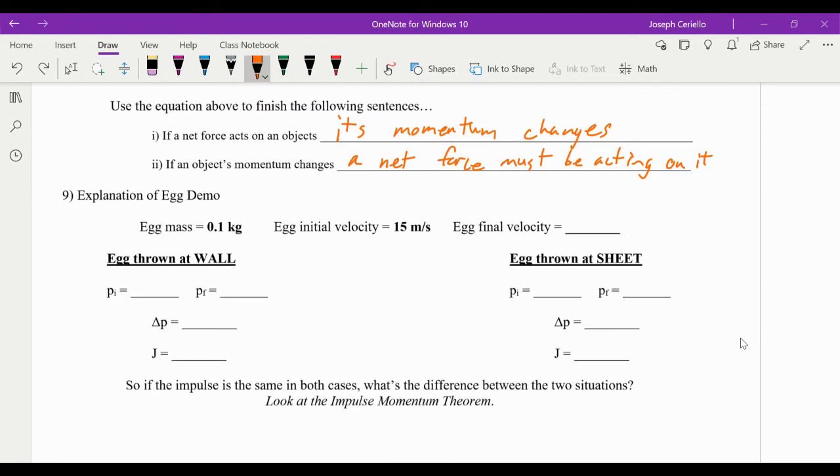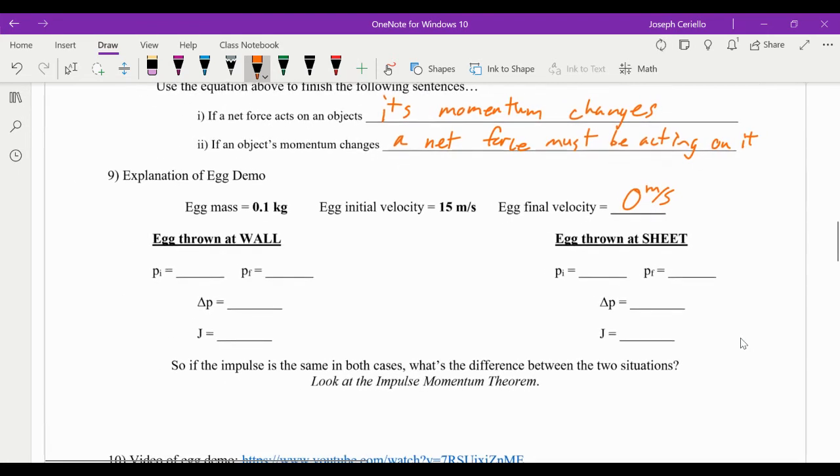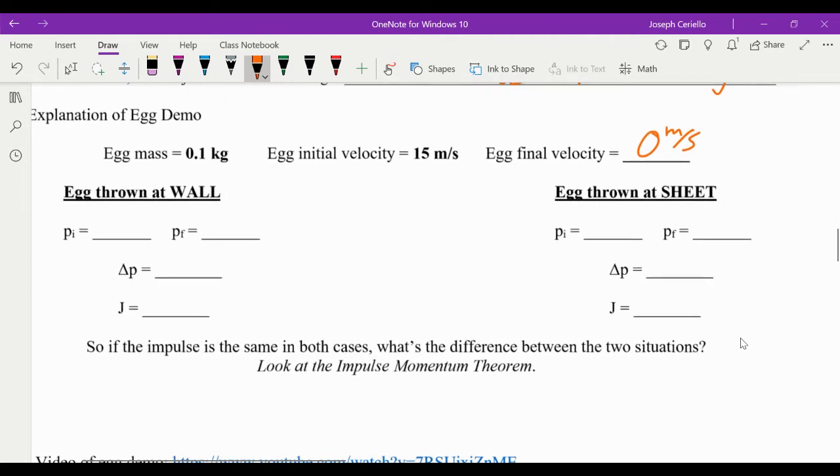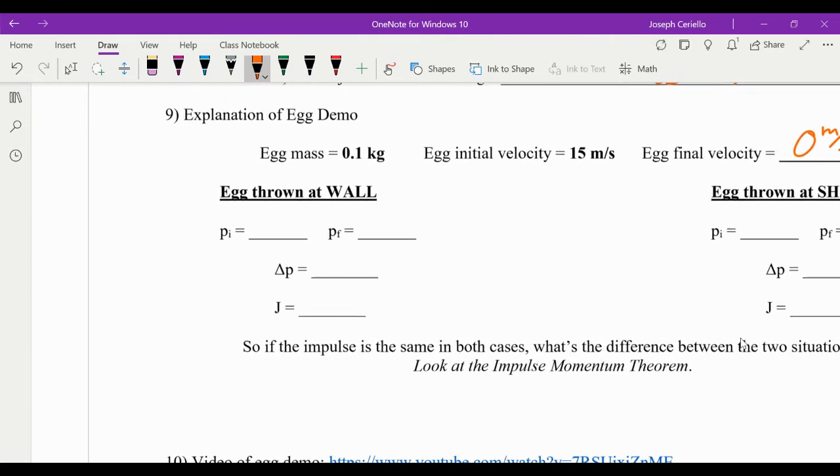So let's go back to the egg demonstration. The egg has a mass of 0.1 kilograms, and let's say I threw it at 15 meters per second. That's about 33 miles an hour. And whether the egg hits a wall or a bed sheet, its final velocity is zero. It stops, right? So let's think about if the egg were thrown at the wall. Its initial momentum would be mass times velocity, right? So 0.1 kilograms times 15 meters per second. I think that comes out to be 1.5 kilograms times meters per second.